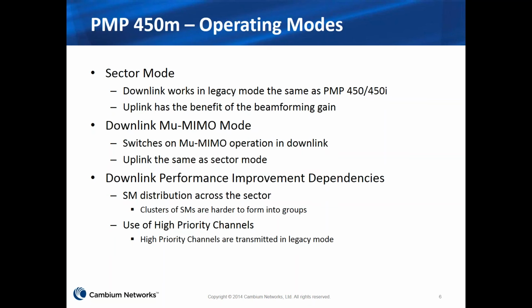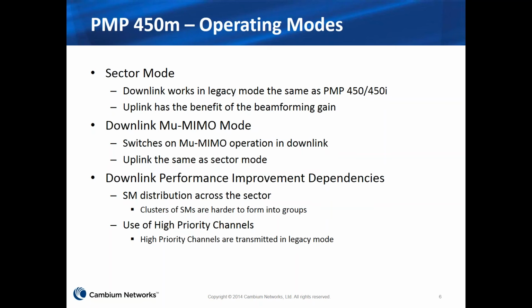The amount of downlink throughput improvement that you can get on an AP is dependent on a couple of other parameters. The major influence is the distribution of the SMs across the sector. To serve multiple SMs simultaneously, they have to be separated in angle so that a different beam can be formed to each SM. If the sector has clusters of SMs close together in angle, even if they're at different ranges from the AP, so may not seem that physically close to each other, this makes it harder to group multiple SMs together and will reduce the throughput improvement.